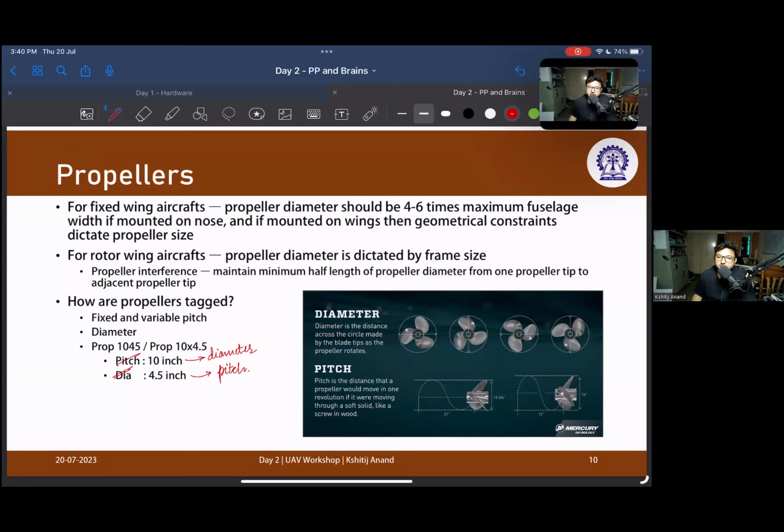So prop 1045 has 10 inches of diameter and 4.5 inches of pitch. Sometimes on some websites or in some stores, you'll see that the prop is labeled as 10 cross 4.5. That is even easier to understand. You only need to keep in mind that the diameter always comes first and the pitch always comes later.